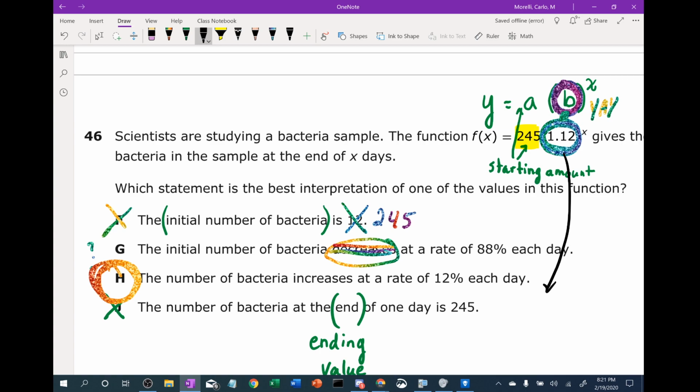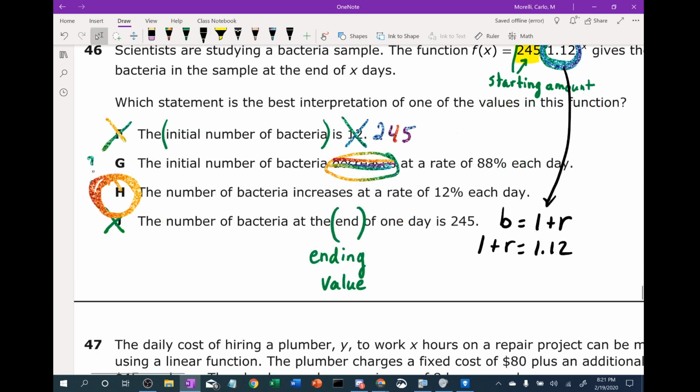B equals 1 plus R. All right? So 1 plus R equals 1.12. If I subtract 1 from both sides, R equals 0.12, which if we turn into a percent equals 12%.